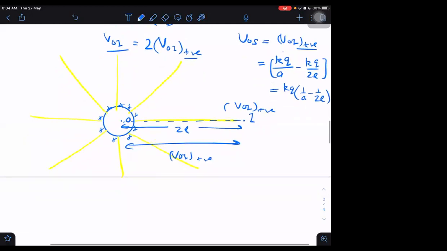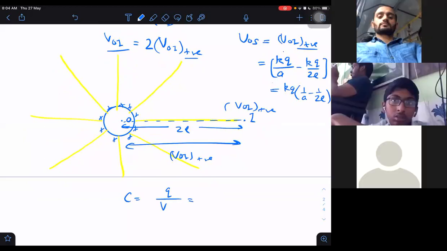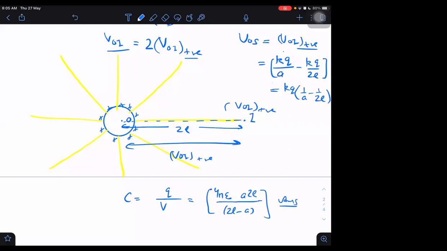Once we know VO to S, what is the capacitance formula? Capacitance is the charge stored upon V net. So what is the charge stored? Charge stored is Q only, and V net we are getting as VO to S, which is coming out to be equal to, Q will cancel, 4 pi epsilon naught A into 2L upon 2L minus A. That would be the answer.